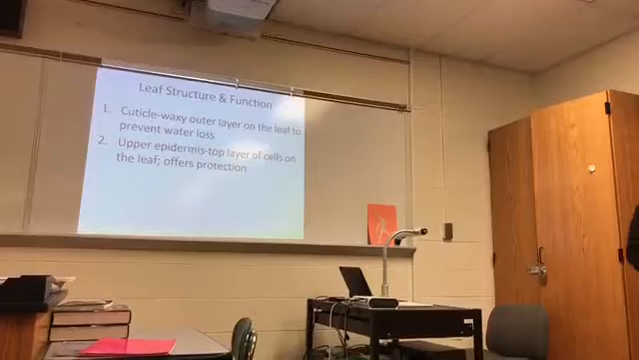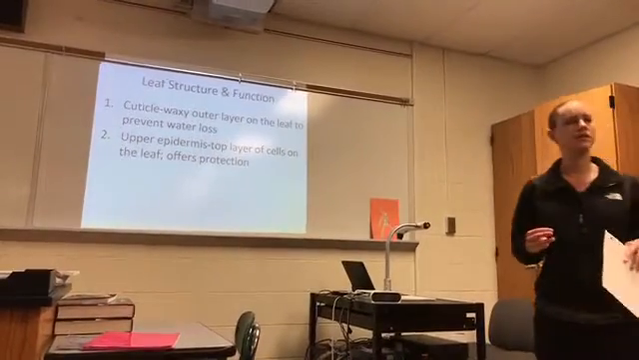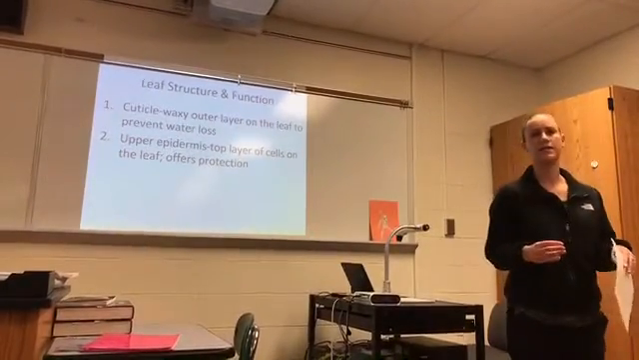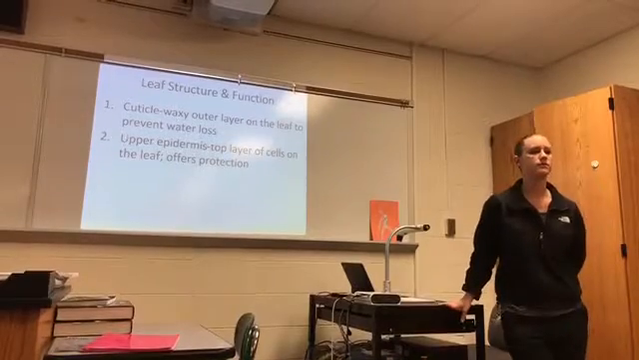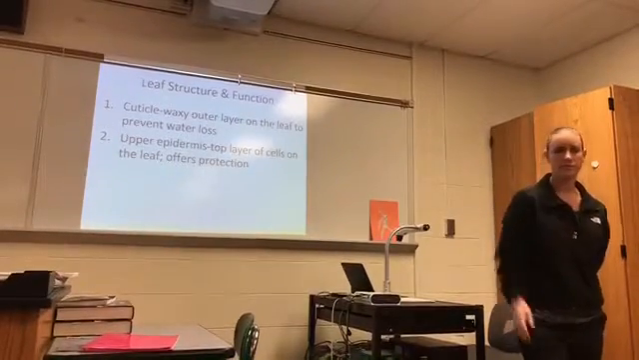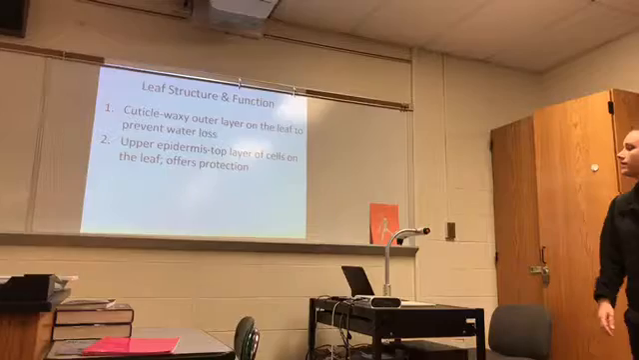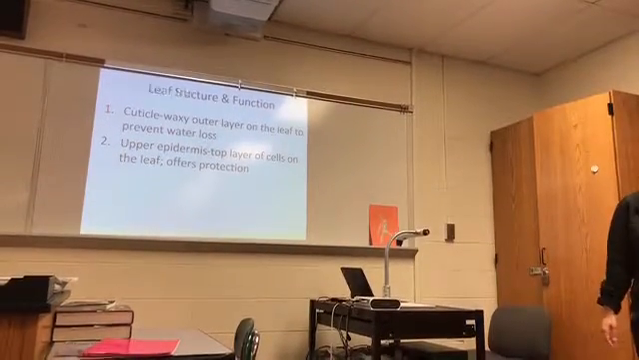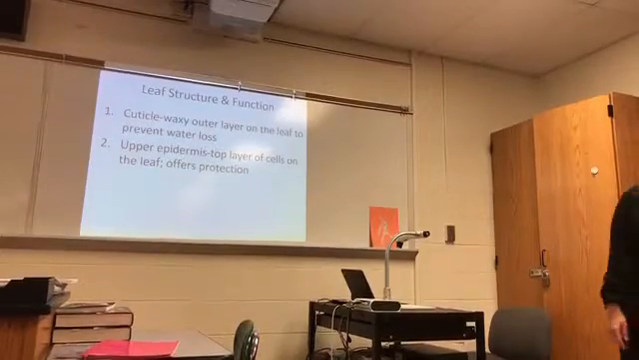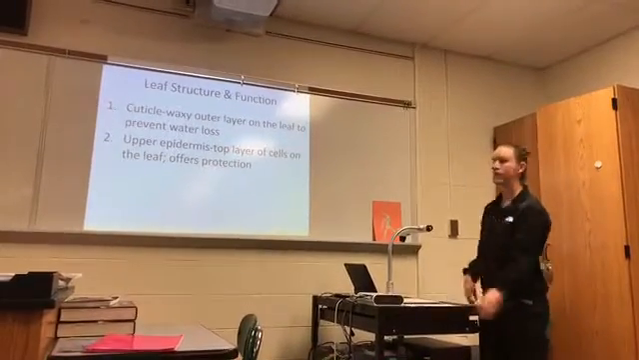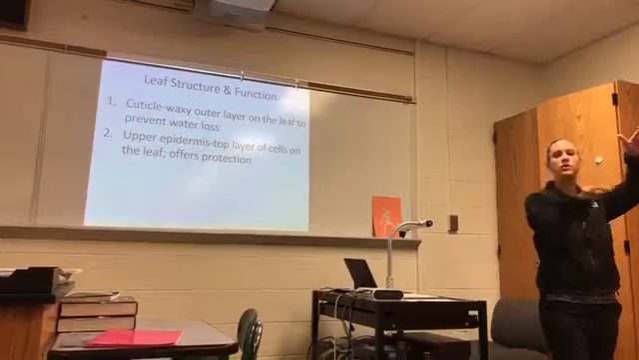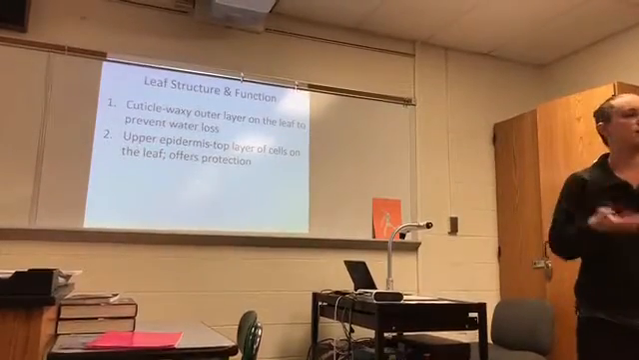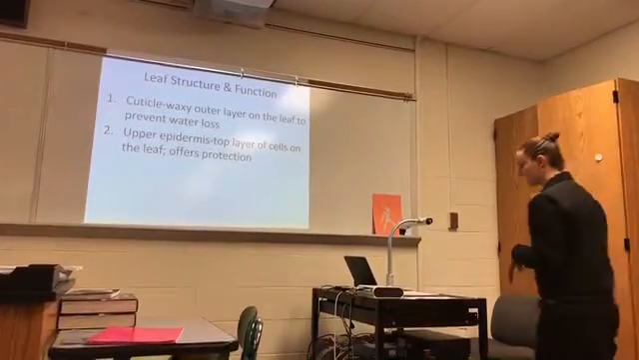So that cuticle is waxy, what do you think it's made of? If we're talking about waxy, what kind of organic compound? A lipid, okay? Then we have that upper epidermis. That's going to be the top layer of cells on the leaf, and it's going to offer protection. Okay, so we have the cuticle outer layer, which allows us to prevent water loss. Then we have that extra layer of protection for the leaf.